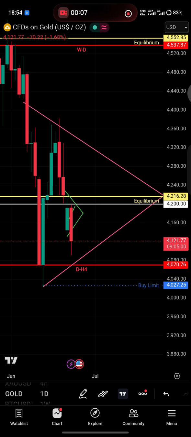Today we'll be going through the gold chart to check and see if it is going to form a bullish price action right now, or is it going to dump any further, right?